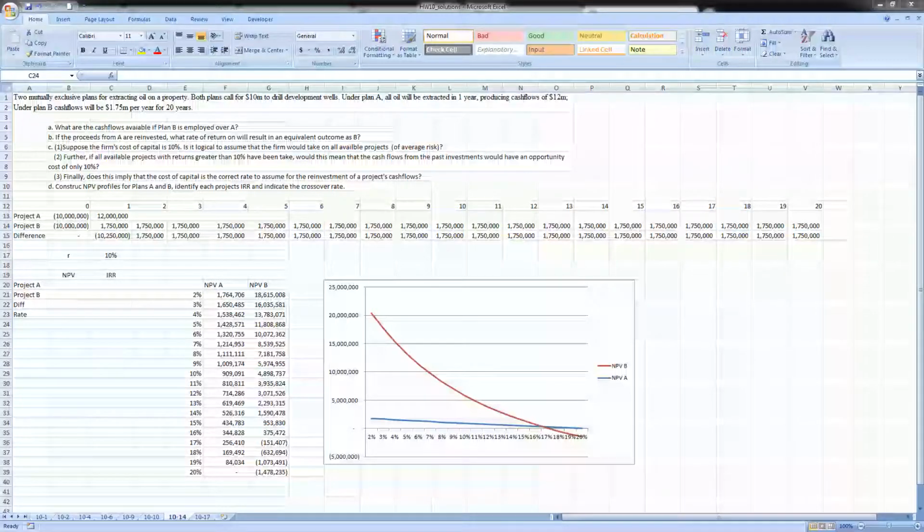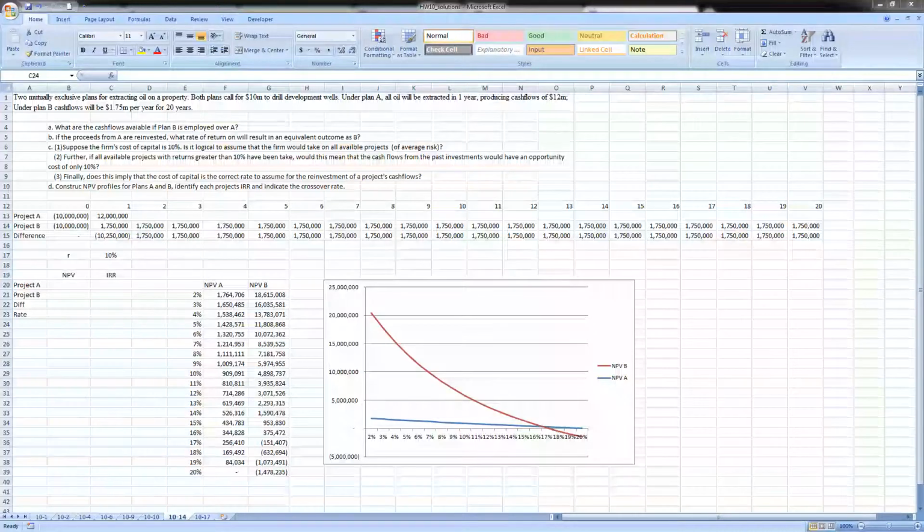Two mutually exclusive plans for extracting oil on a property. Both plans call for a $10 million investment to develop drill wells. Under Plan A, all oil will be extracted in 1 year, producing cash flows of $12 million. Under Plan B, cash flows will be $1.75 million per year for 20 years.